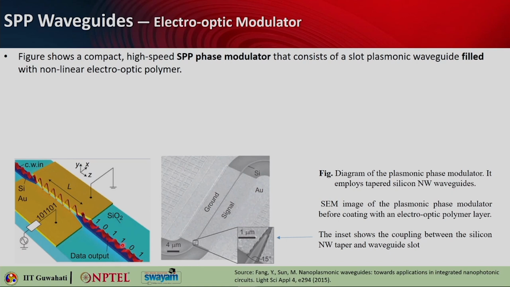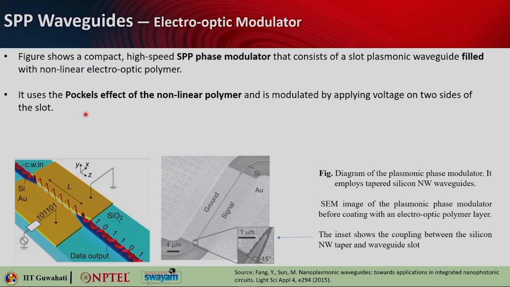So, 101101, this is how the output is actually getting phase modulated. Now, what happens here? It will actually use the Pockels effect of this nonlinear electro-optic polymer. Now, when I say Pockels effect, it is basically the Pockels electro-optic effect, and it is also known as the linear electro-optic effect. It means the Pockels effect is a directionally dependent linear variation in the refractive index of an optical medium in response to an applied electric field, right.